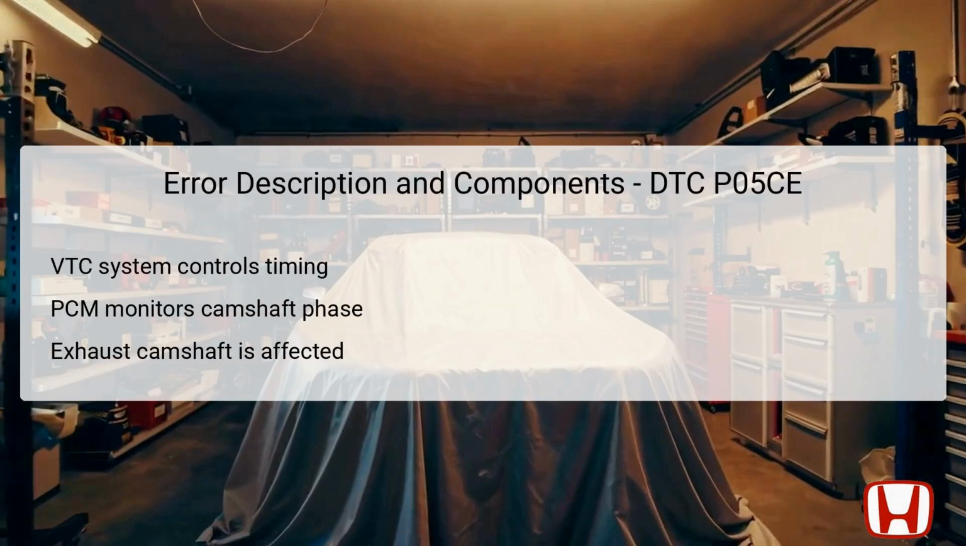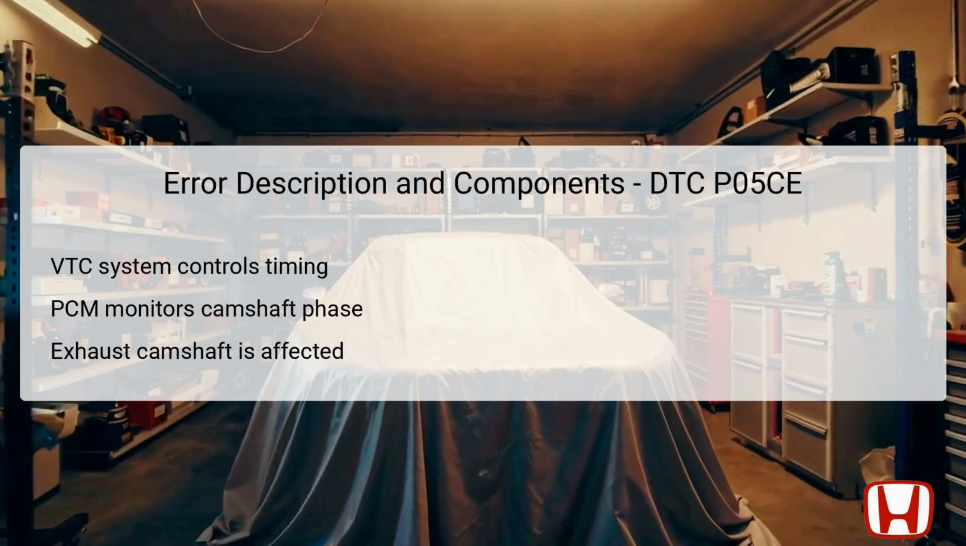The DTC P05CE indicates a cold start VTC B system malfunction, which implicates the variable timing control VTC system, critical for the precise functioning of the exhaust camshaft. Key components involved in this system include the VTC oil control solenoid valve B, VTC actuator B, and various sensors like the engine oil pressure sensor.